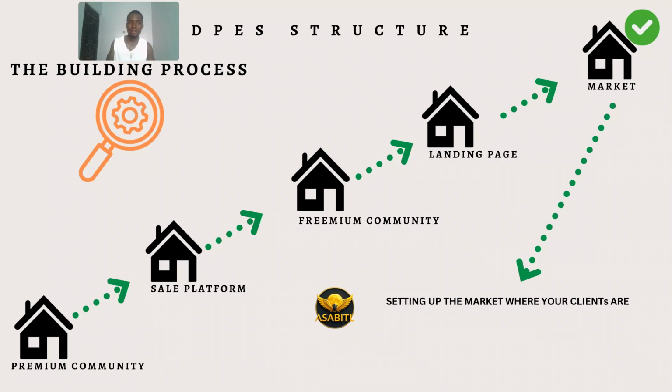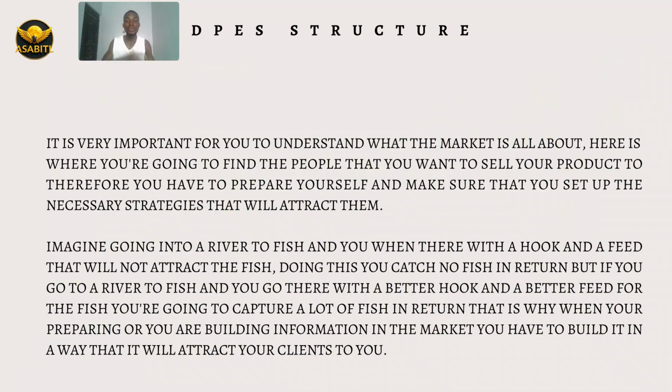You will want to ask, what is the market? The market is a place where you're going to see your clients. When we talk about market, imagine market day. On market day, people carry their products to the market because why? They are going to see people that are going to buy their product there. So that's why we talk of the market. The market is a place where you find your client. It is very important for you to understand what the market is all about. Here is where you're going to find the people that you want to sell your product to.